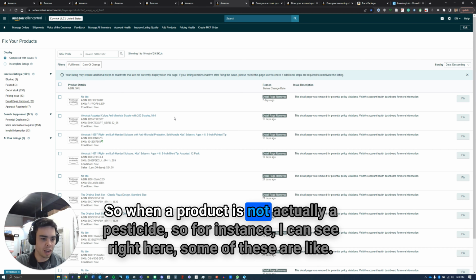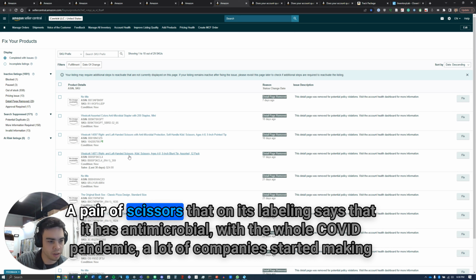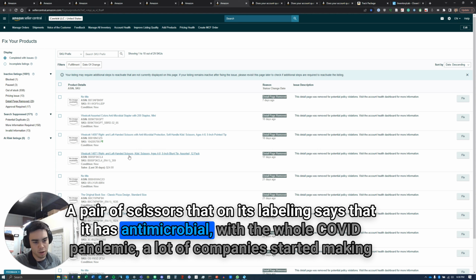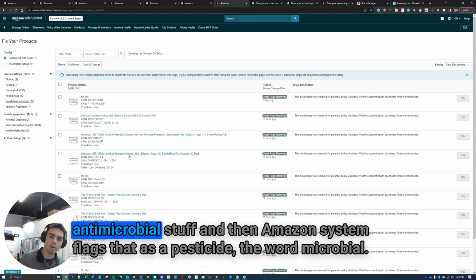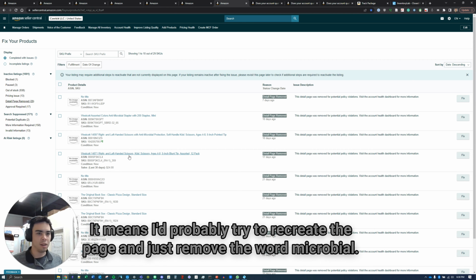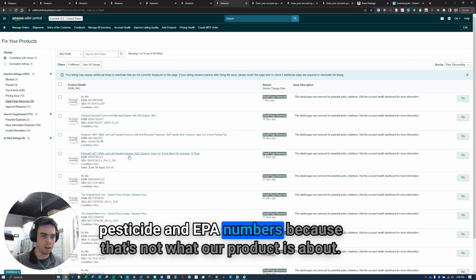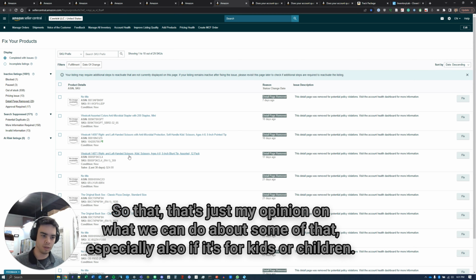So when a product is not actually a pesticide, for instance, I can see right here some of these are a pair of scissors that on its labeling says it has antimicrobial. With the whole COVID pandemic, a lot of companies started making antimicrobial stuff, and then Amazon's system flags the word microbial as a pesticide. What does that mean? It means I'd probably try to recreate the page and just remove the word microbial. If it's going to be a problem, just take it out so that we don't have to deal with pesticide and EPA numbers, because that's not what our product is about. That's just my opinion on what we can do about some of that.